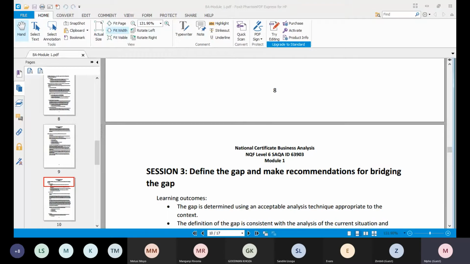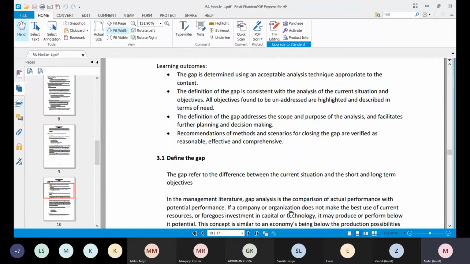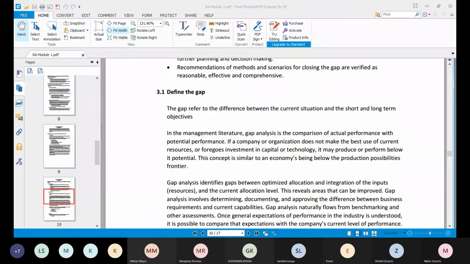Okay, I'm gonna move on to session 3, which is defining the gap and making recommendations for bridging the gap. Some of the learning outcomes: the gap is determined using an acceptable analysis technique appropriate to the context. Recommendation of methods and scenarios for closing the gap are verified as reasonable, effective, and comprehensive. Now, what is a gap? Kabelo, how would you define a gap?